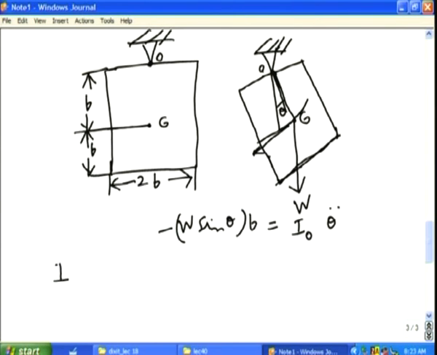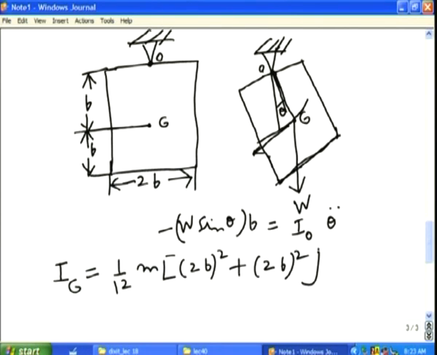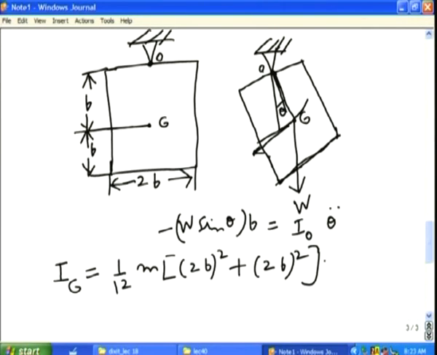For this plate, moment of inertia about the mass center G is Ig equal to 1 by 12 m, where m is the mass, (2b) square plus (2b) square. Ig is basically Izz, z is perpendicular to the plane of the paper. So this is Ix plus Iy. So half m (2b) square, which comes out to be 2 by 3 mb square. Now the parallel axis theorem can be used.